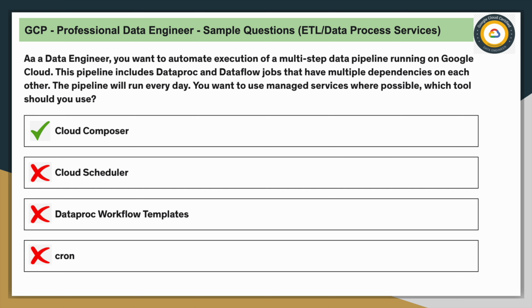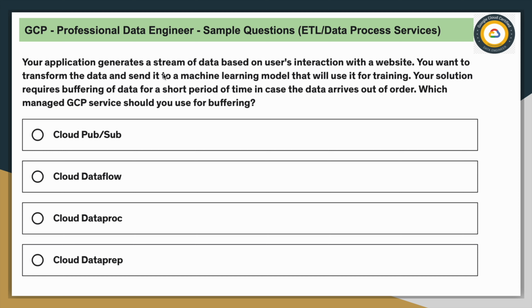Okay, now we'll move on to the next question. Your application generates a stream of data based on users' interaction with a website. That means it's streaming data. You want to transform the data and send it to a machine learning model that will use it for training. Your solution requires buffering of data for a short period of time in case the data arrives out of order. Which managed GCP service should you use for buffering?